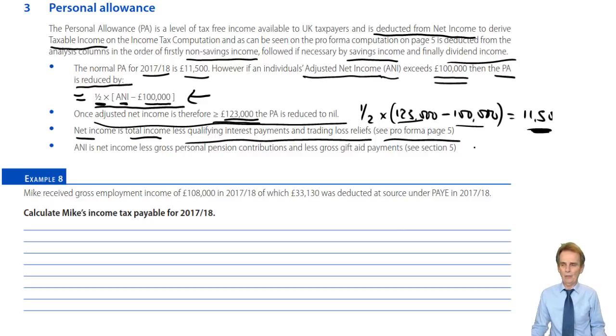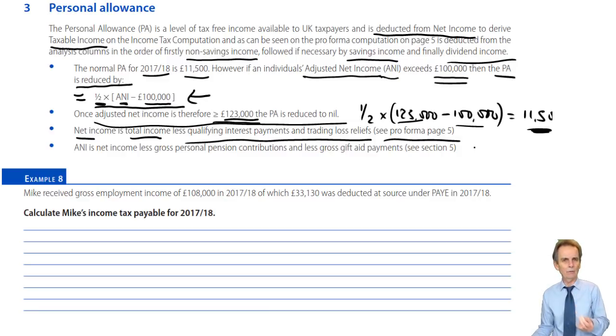In section 4, we'll have a look at qualifying interest payments. There are very few of them. And when we get to chapter 7, we'll look at the relevant trading loss reliefs that will again reduce our total income down to the net income. But then we've got this figure, adjusted net income.